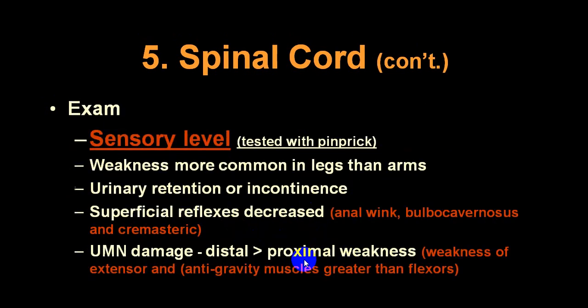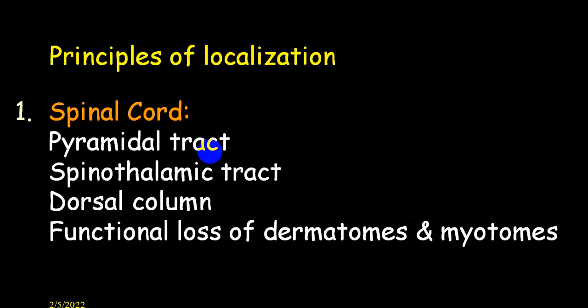While for sensory, below the level, if there is a complete transection, all sensations are affected. Depending upon the amount of damage, you can have sparing effects. At the level of damage, you can have hyperesthesia, one or two segments above. And above that, the sensory system, motor system, reflexes, everything will be normal. This is characteristic of spinal cord damage.